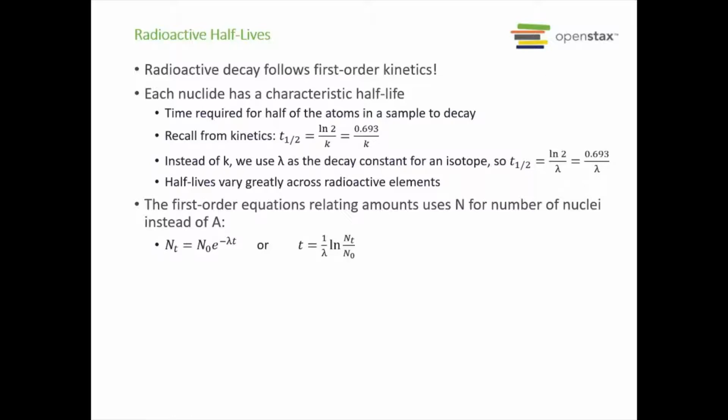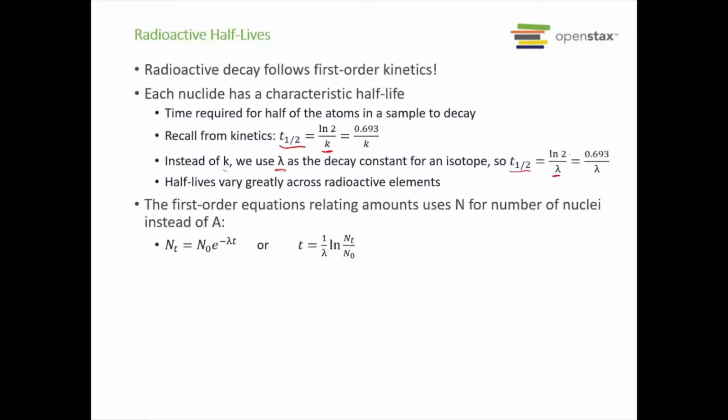The half-life is the time required for half of the atoms in a sample to decay. If you remember from kinetics from the beginning of this semester, the half-life of a compound in a first order reaction is equal to the natural log of 2 over k, which can be simplified to 0.693 over k. But when we're doing radioactive decay, instead of k, we use lambda as our decay constant. So now we say t1/2 equals the natural log of 2 over lambda, or 0.693 over lambda.